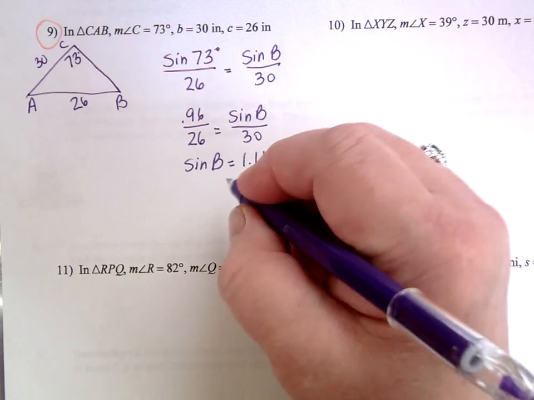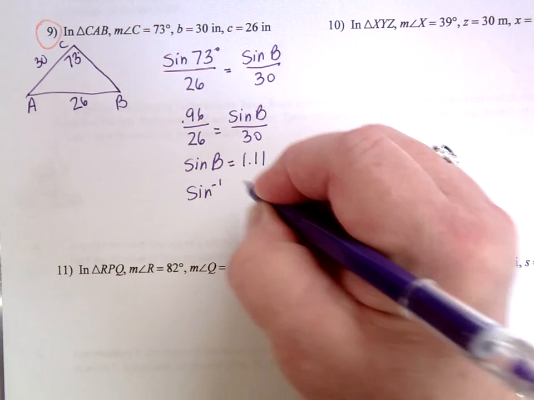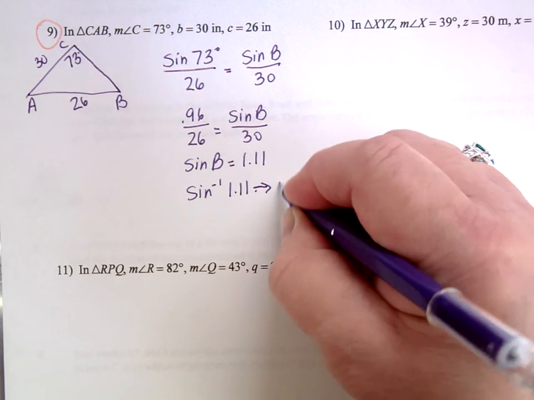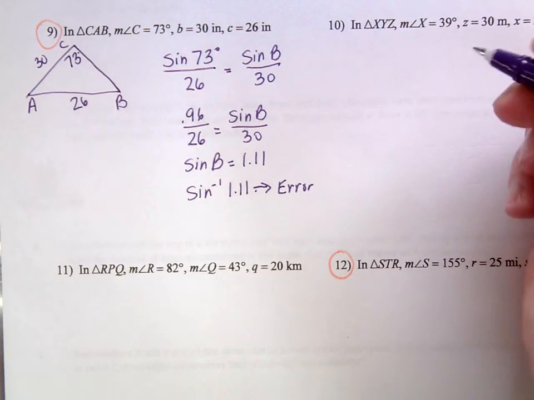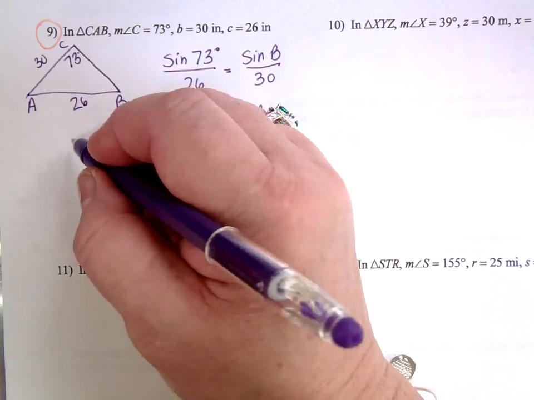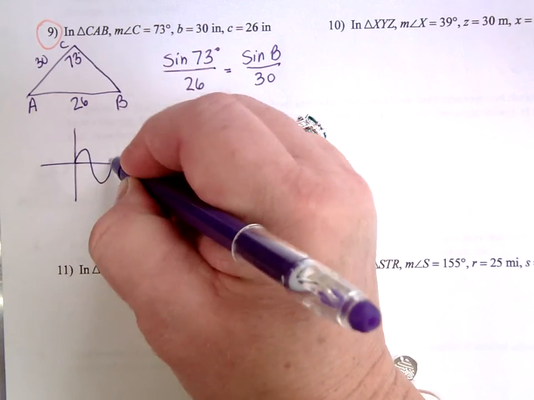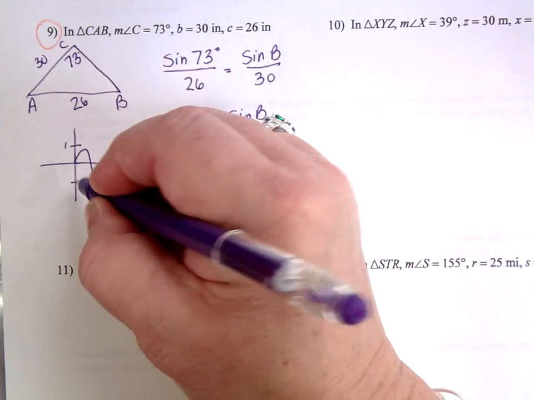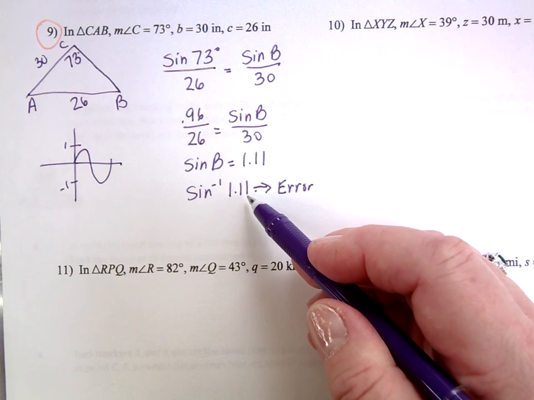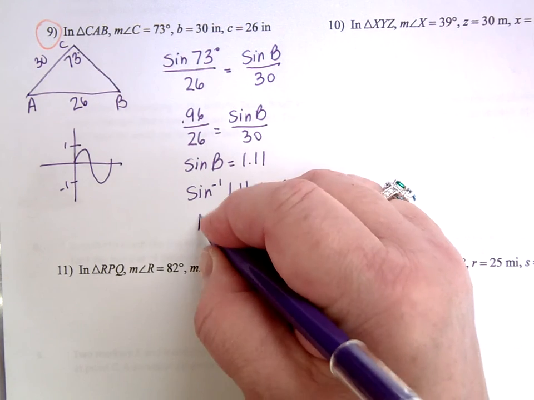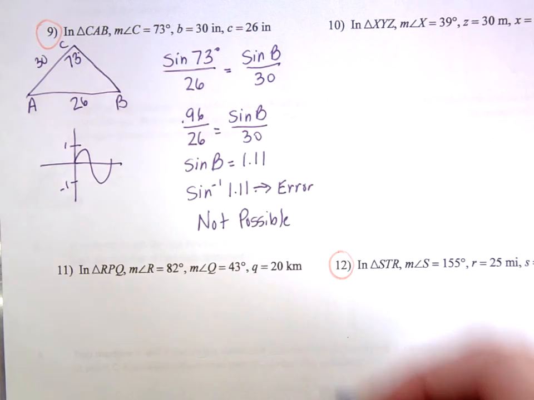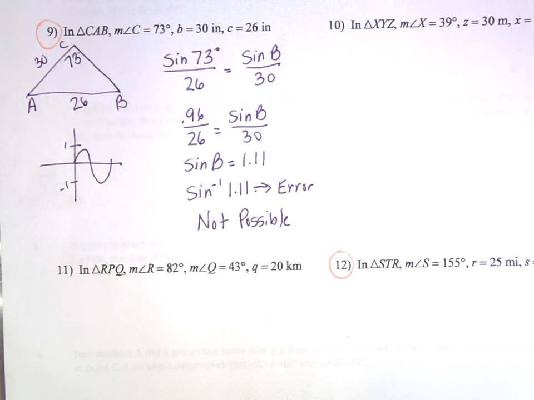And so that means I go to sine to the negative 1 of 1.11, and guess what? It gives me an error. And remember, I talked about this on the intro video. The reason that's an error is because if you think of the sine graph, the tallest it goes to is 1, the lowest it goes to is negative 1. You're not going to hit 1.11 because it doesn't go that tall. So this one is not possible. You can't have a triangle with those dimensions.